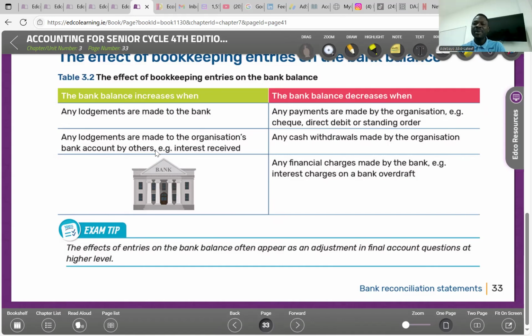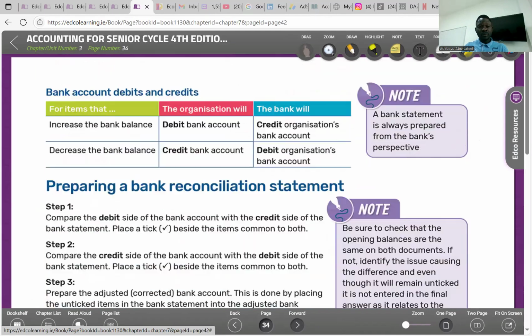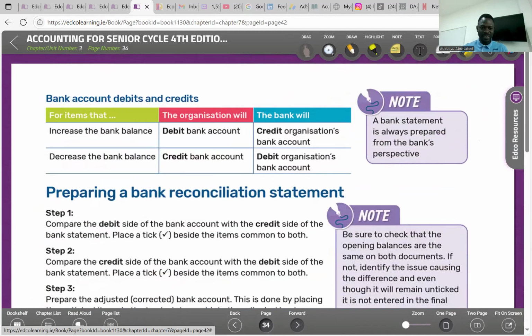Any financial charges made by the bank, probably interest on bank overdraft or commission, will also reduce the bank balance. And lastly, for today, the bank account debits and credits. For items that increase the bank balance, the organization will debit the bank account, and the bank will credit the organization's bank account.